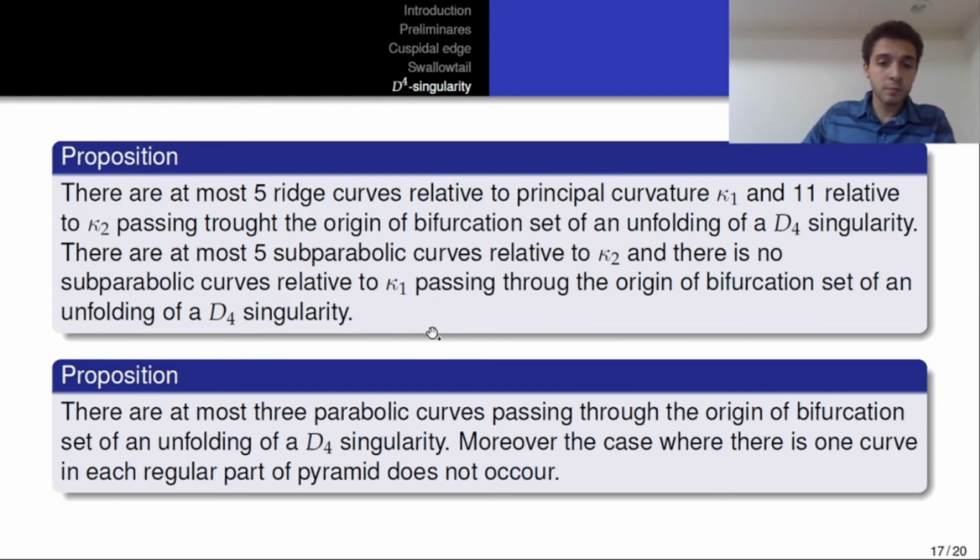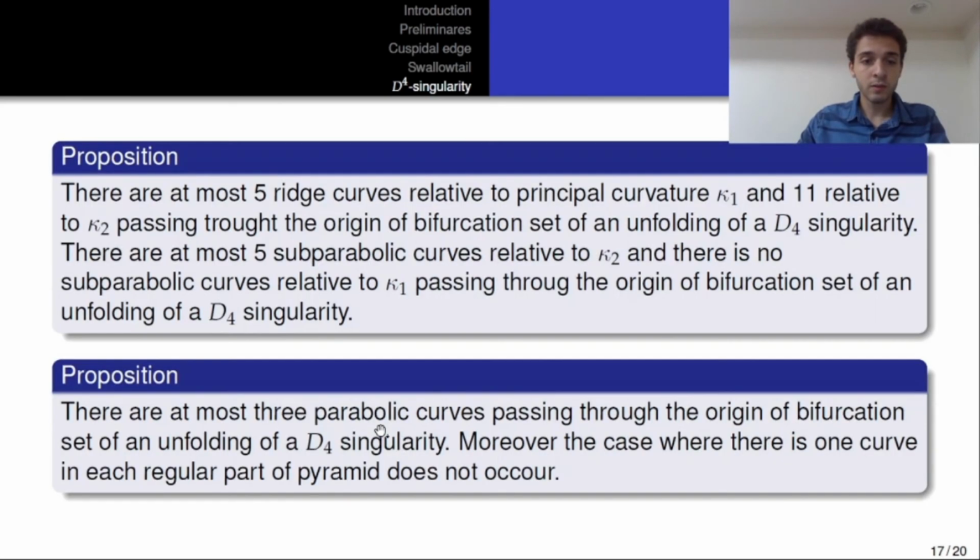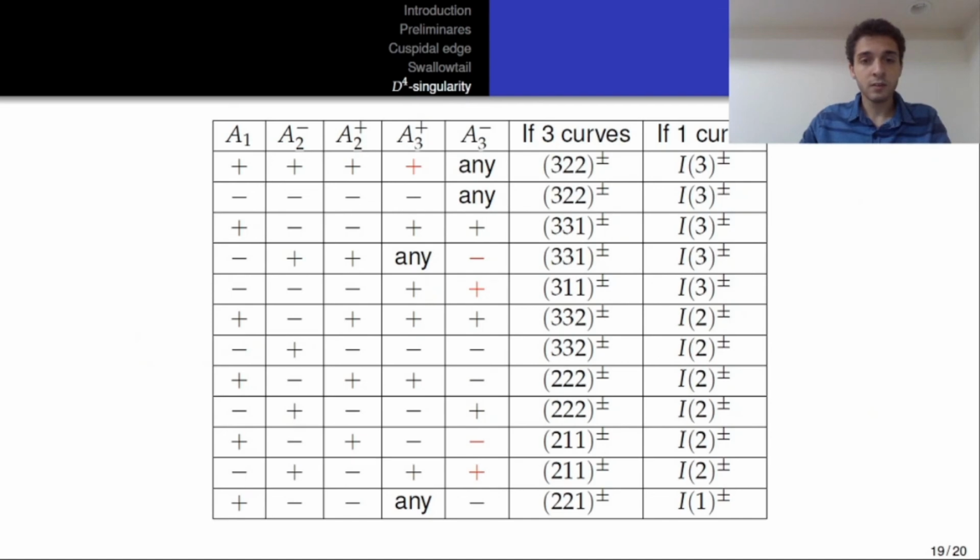And if we consider the parabolic curves, the number of parabolic curves passing through the origin here, the maximum number is 3. So we have at most 3 parabolic curves passing through the region. In this part of the D4 singularity of the pyramid, and this part as well, we have at most 3 there and 3 here. Okay, and one very interesting result is that the case where there is exactly 1 parabolic curve in each phase is impossible. That does not happen. And we summarize all of this in this table.